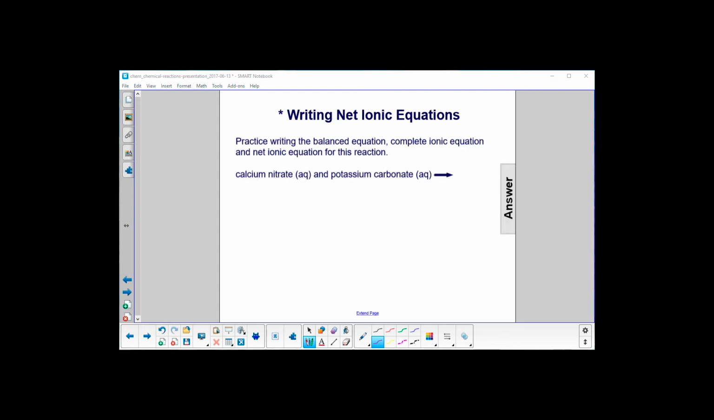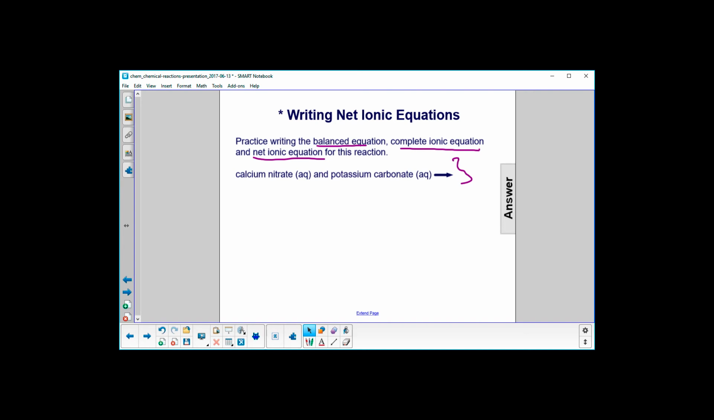Your turn now. Either at your desk with a piece of paper or on the smart board. Practice writing a balanced equation. We're going to do 2 of these. And I'm going to want a balanced equation, a complete ionic equation, and a net ionic equation for the reaction right here. Okay, calcium nitrate plus potassium carbonate. So go ahead and pause this video and try working it out. Remember, we're going to want 3 equations.